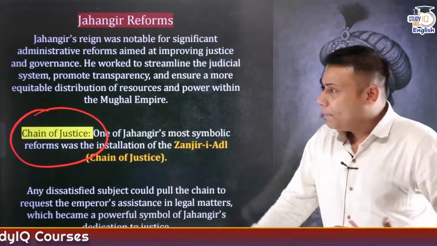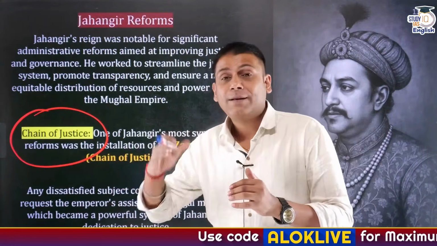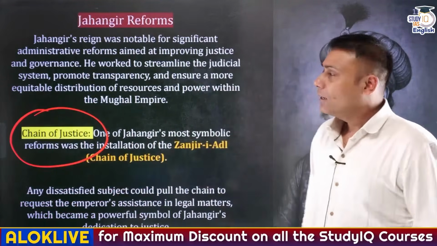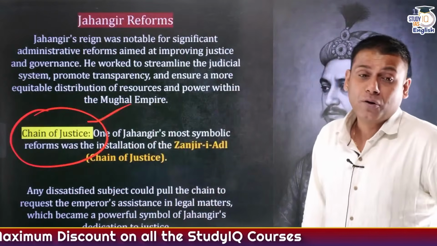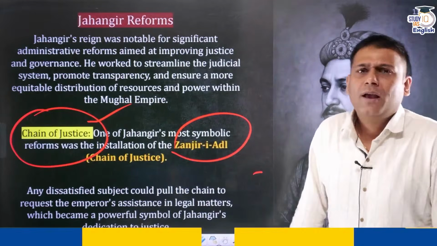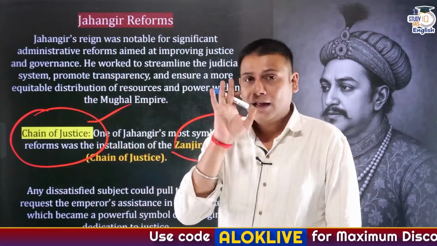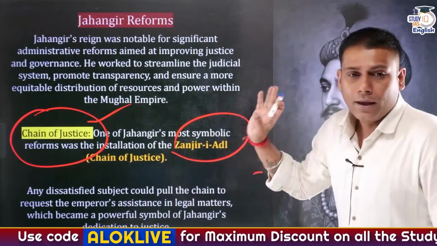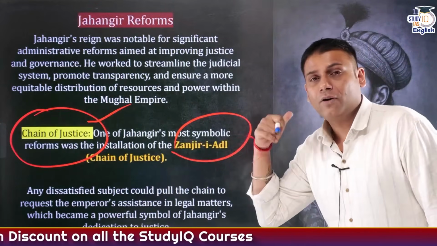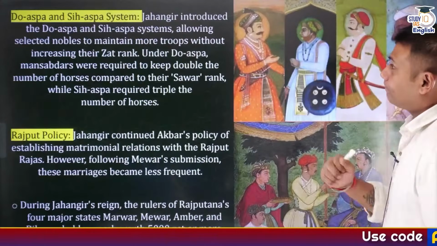Okay. So similarly, Jahangir followed certain good things, or he followed in the footsteps of his father Akbar in dispensing justice. The golden chain of justice system, also referred to as Zanjeer-e-Adl, was started by Jahangir. If anyone feels that proper justice has not been done to him, he can use this golden chain of justice system and seek redressal of his grievances.